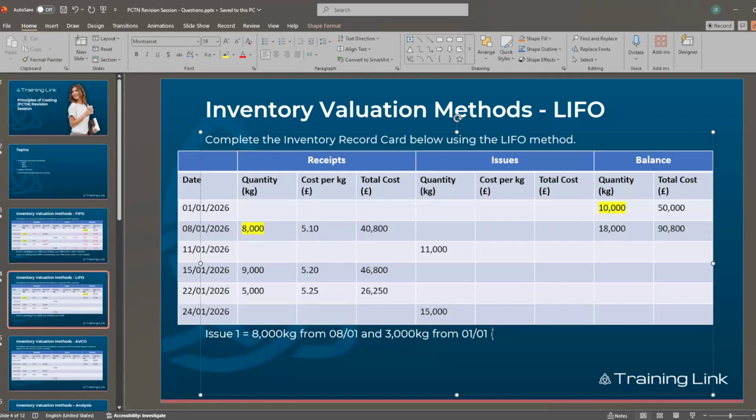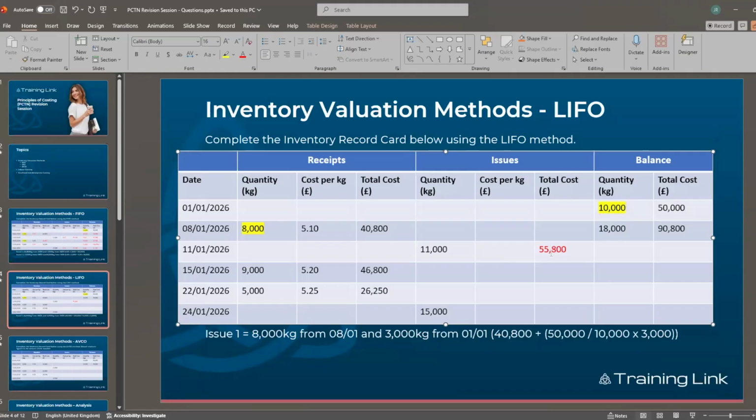So that would be a cost of 40,800 taken from here, plus, if you were doing this, 50,000 divided by 10,000 times the 3,000 that you want. If you add those together, you'll get a total cost of 55,800. Alternatively, if you did want to make a separate note about what the unit cost of these are in advance, that's absolutely fine if it helps you, whatever method works best for you.